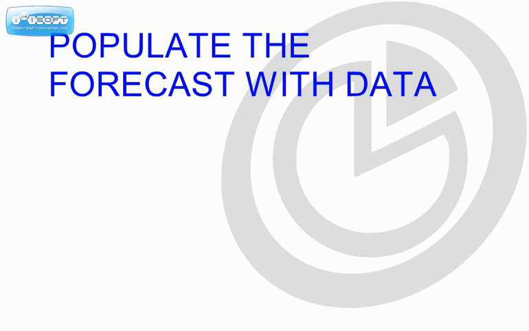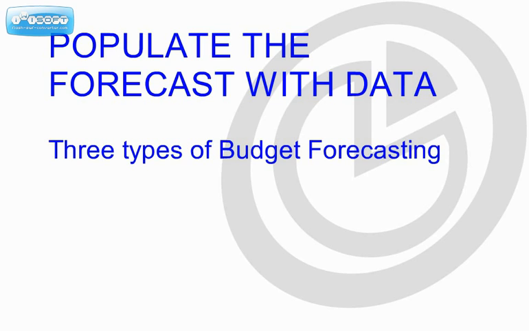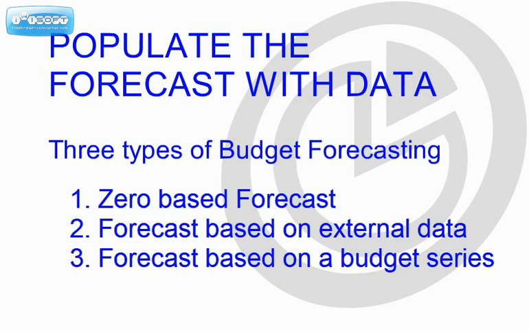The second section of budget forecasting is populating the forecast with data. Different institutions use different types of forecasting, and although we can't cover them all, we will be discussing 3 common ways to set up a budget forecast. The first is a zero-based forecast. The second is a forecast based on external data, and the third will be a forecast based on a budget series. However, budget forecasting is in no way limited to these 3 types.